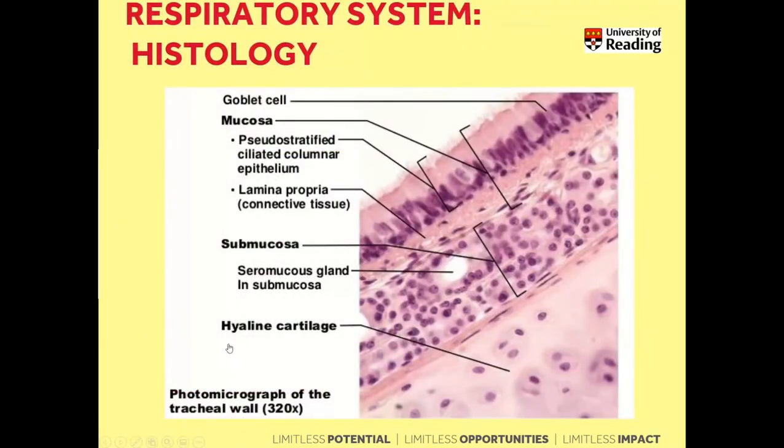In this image here, the picture of a trachea is a micrograph of the tracheal wall that shows you the composition of the trachea. So in the trachea you have a layer of mucosa composed of goblet cells, but also pseudo-stratified ciliated columnar epithelial cells. You have a lamina propria as part of the mucosa. You have a submucosa in here, which contains some glands. And then you have the cartilage underneath of the submucosa.